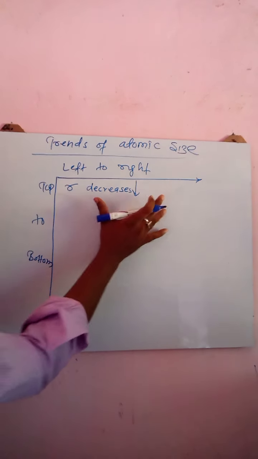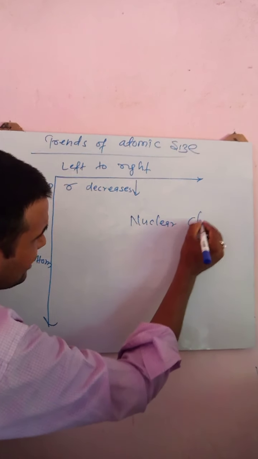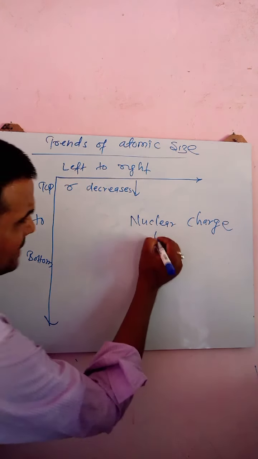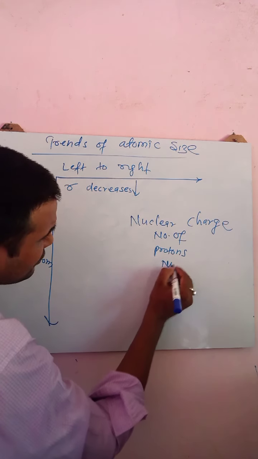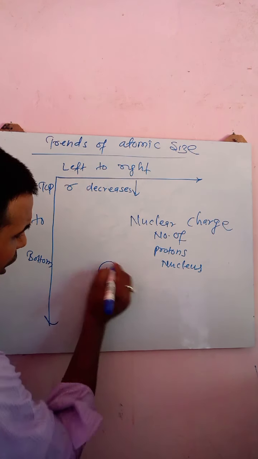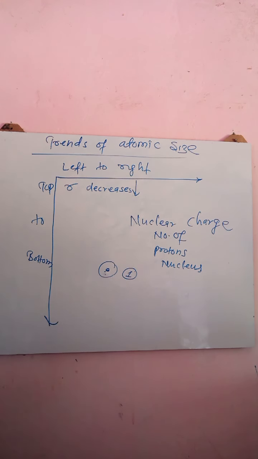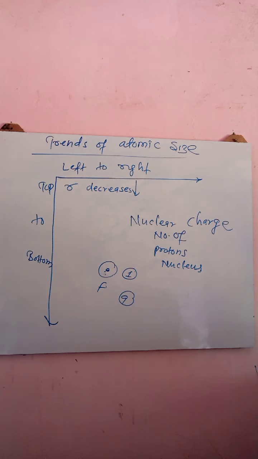I will pause this particular concept for a few minutes to understand what is nuclear charge. You people are already aware about it. Nuclear charge means number of protons present in the nucleus of an atom. Suppose we have a hydrogen atom. How many protons are present in the nucleus of hydrogen? 1. So nuclear charge 1. Fluorine, 9 protons are present. So nuclear charge 9.